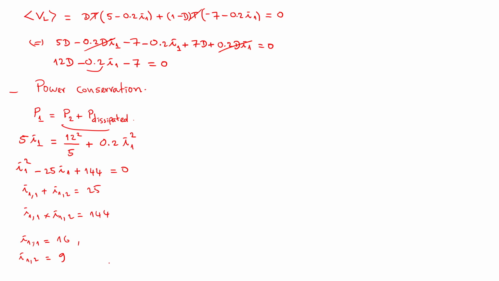So these two add up to 25, and multiply to 144. 9 plus 16 is 25, and 9 times 16 is 144, correct, right? Okay, so you have two solutions for I1.